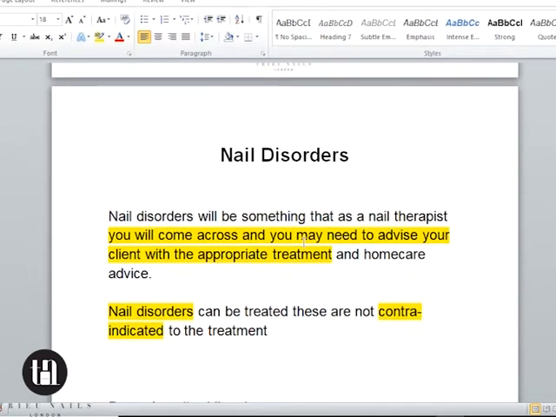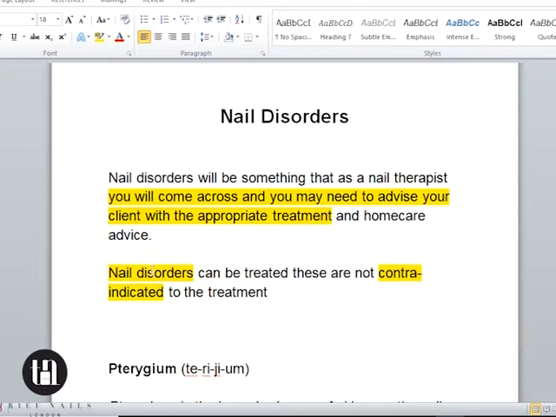The next part is nail disorders. So you'll generally come across clients and you need to advise the client on appropriate treatment and home care advice. It's important to note that nail disorders can actually be treated. So where a client comes in with a nail disorder, you can still continue with the treatment, and therefore it's not a contraindication.